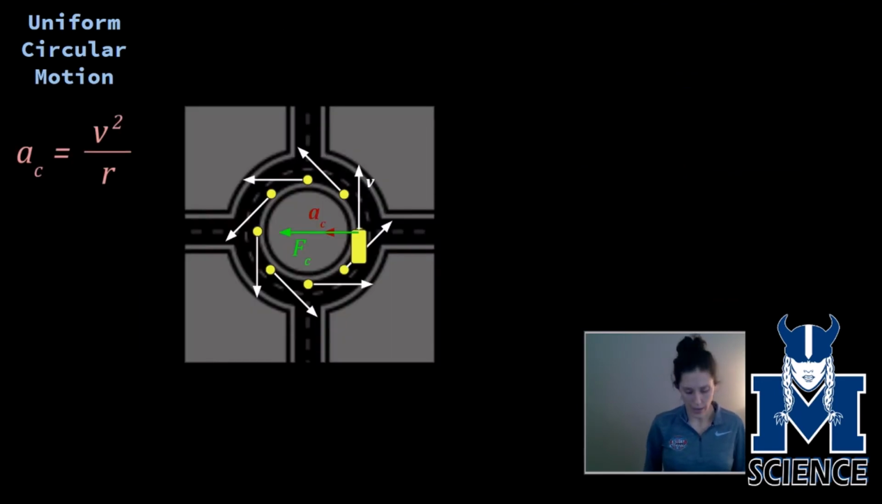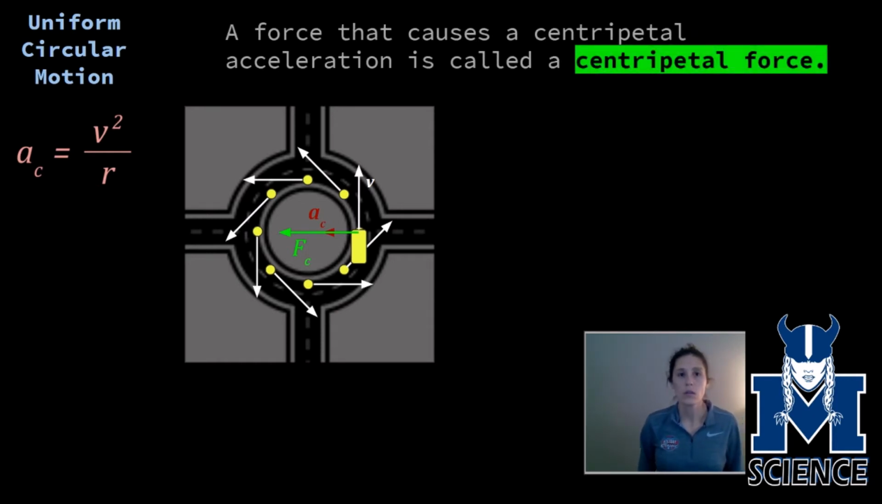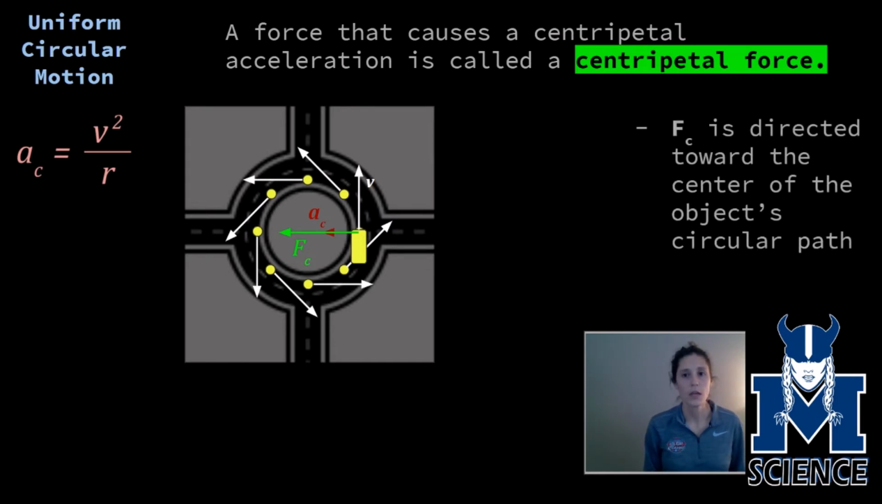And we call that a centripetal force, and it's directed along the line. It's pointed towards the center of the circle again, because that's the direction of the acceleration. So we call the force that causes the centripetal acceleration the centripetal force. Okay, and it's directed towards the center of the object's circular path, similar to the acceleration.